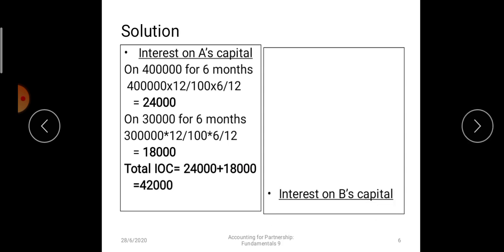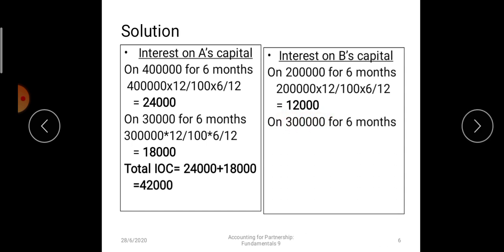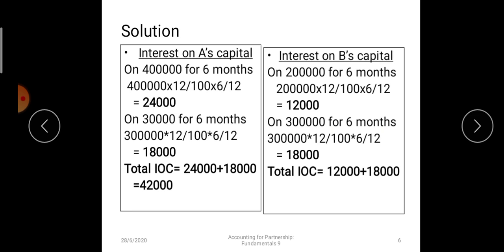Now calculate for B. B had 2 lakh rupees for 6 months at the rate of 12%, it is 12,000 rupees. Then he introduces 1 lakh rupees more, so it becomes 3 lakh rupees. On 3 lakh at the rate of 12% for 6 months, it is 18,000. So total interest on capital allowed to B will be 30,000 rupees.